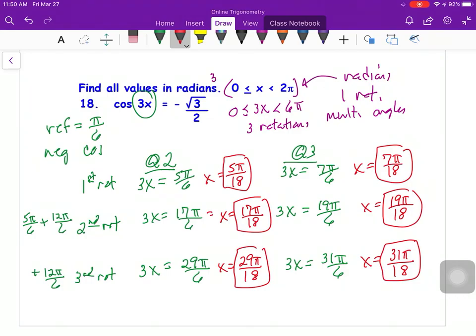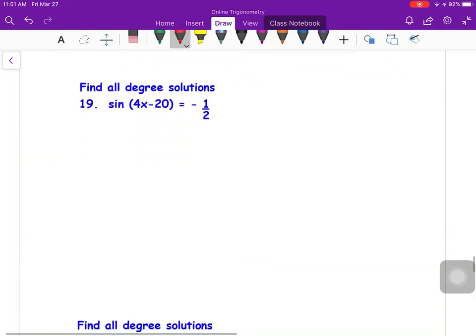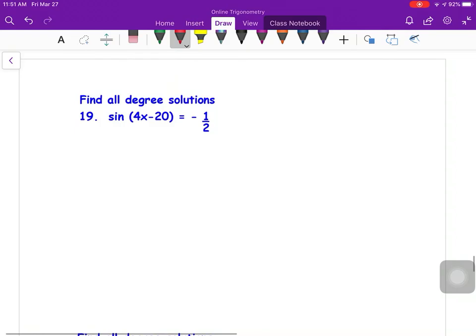Okay, pretty long problem, 6 answers to it. So look this one over carefully. The reason we had 6 specific answers is because of this restriction that was given to us. We couldn't have infinite answers. Okay, we're getting down to the end here.